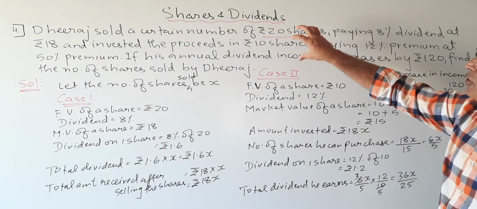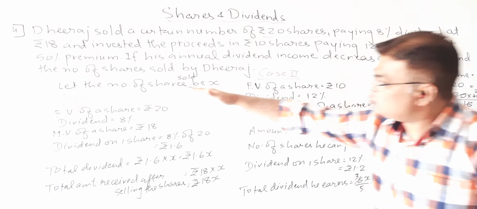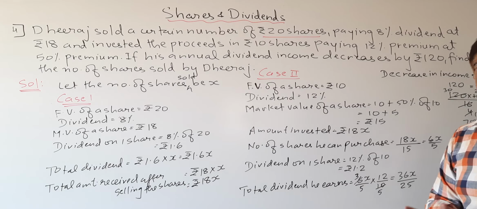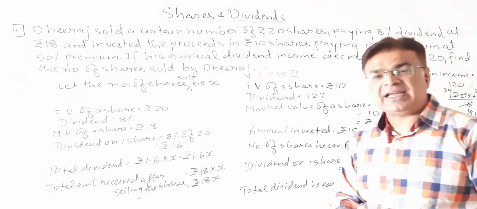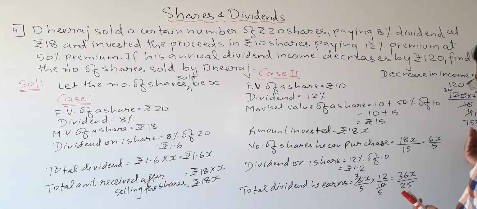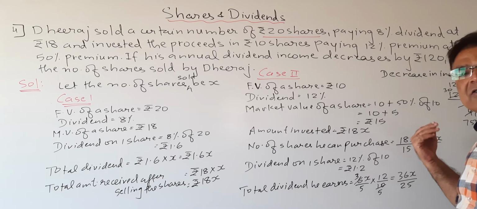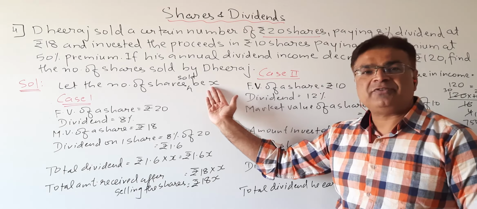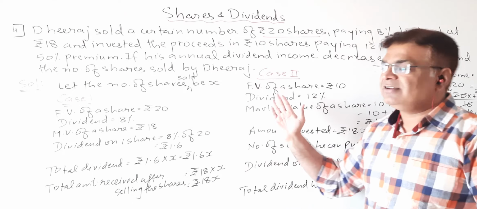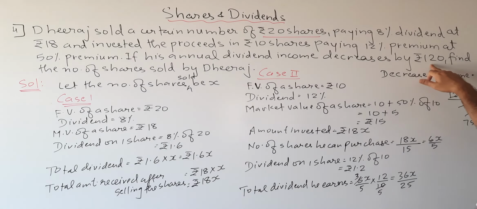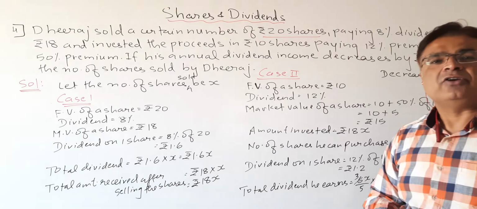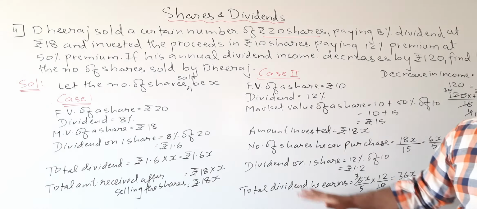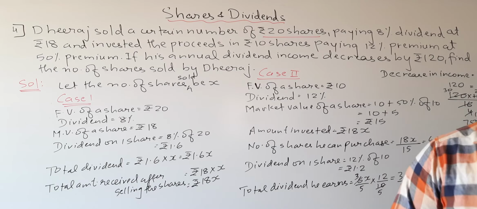So if you read and understand this kind of sum and do it step by step, then you are going to get the correct answer. And in the exam, if you have time, you can check your answer with the answer option. Wherever x is there, you place 750 and then verify whether his income is decreasing by 120 or not. Okay? I hope students you understood this sum. Please go through it.